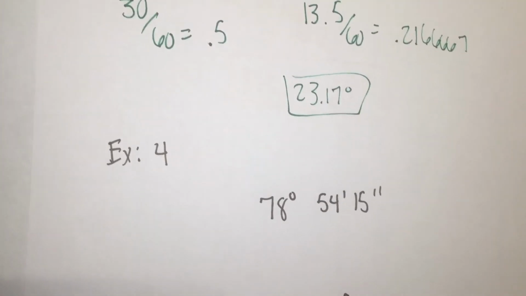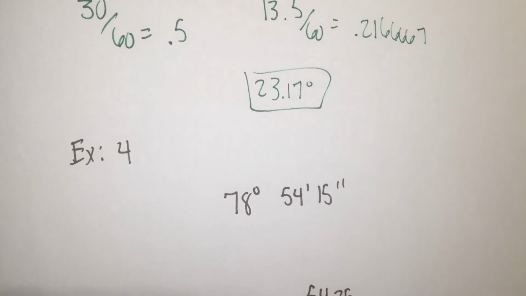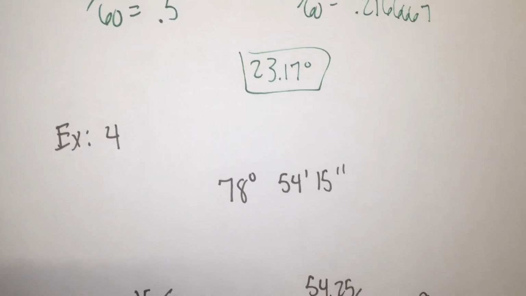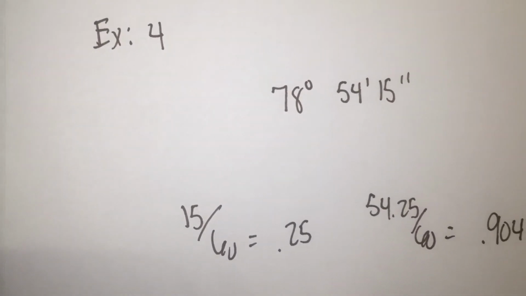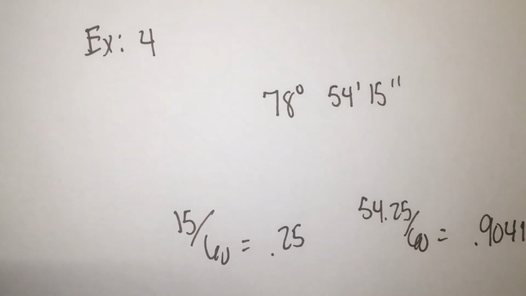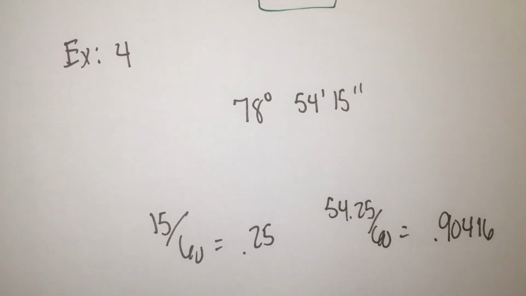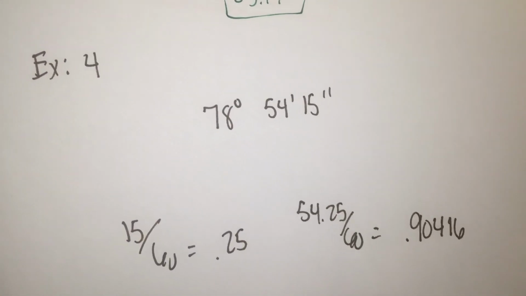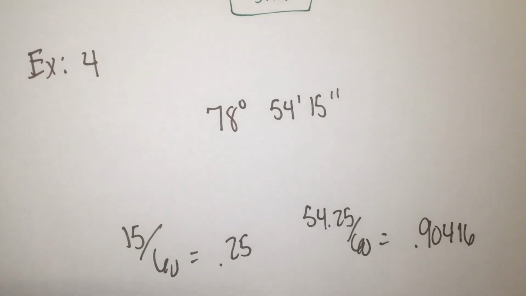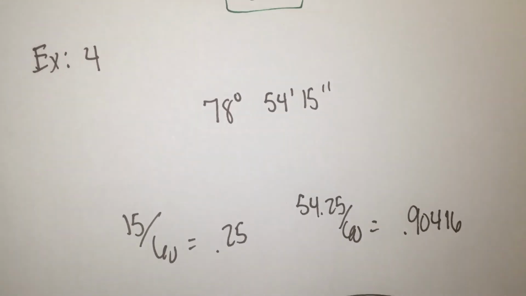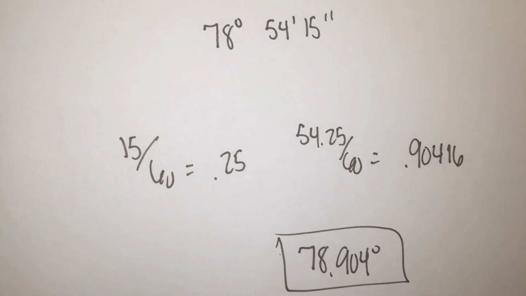For our last example, we'll be once again converting degrees, minutes, seconds to degrees. So the first step we're going to have is look at the seconds, which is 15, and we're going to be dividing this by 60 to get us 0.25. We're going to tack this on to the number next to it, which is 54, and that will just give us 54.25, and we'll be dividing that by 60 as well. When we do that, we get 0.90416, and there's some other decimals, but we're just going to use our rounding rules, and it will round to 0.904, which will give our answer of 78.904.